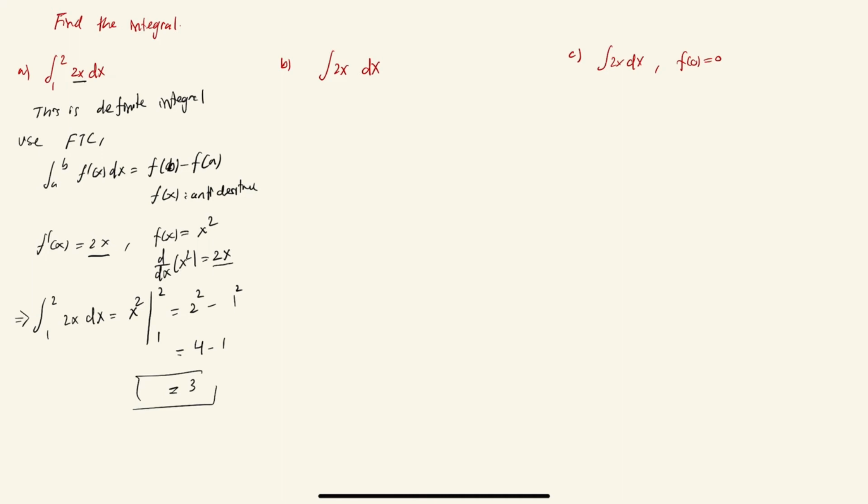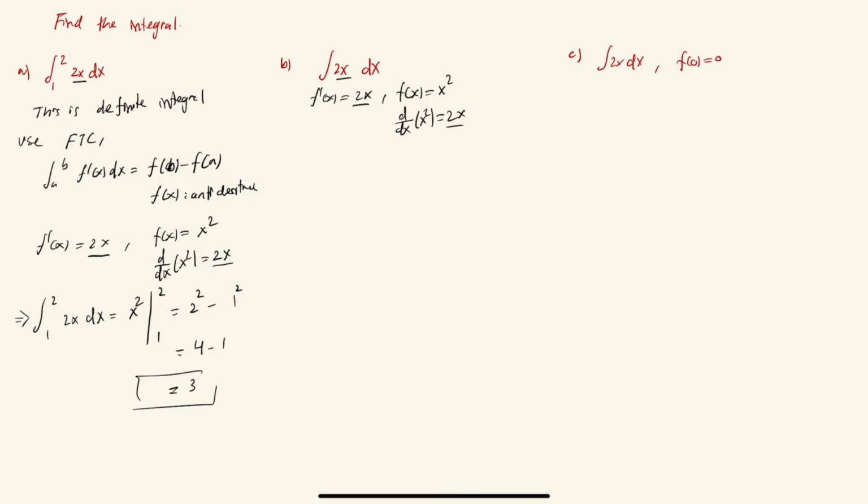For part B, we have the indefinite integral of 2x dx. Here it's indefinite because it does not have any limits. Note here, what type of function, if we take the derivative of it, is going to result in 2x? Again, that answer is going to be x squared. Again, when we take the derivative of x squared, it's 2x.